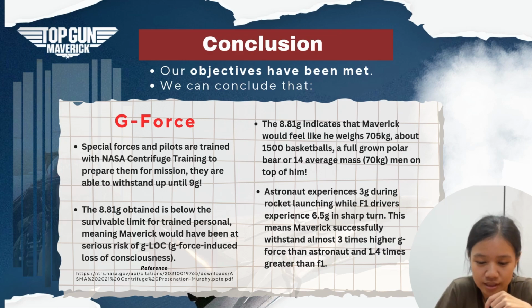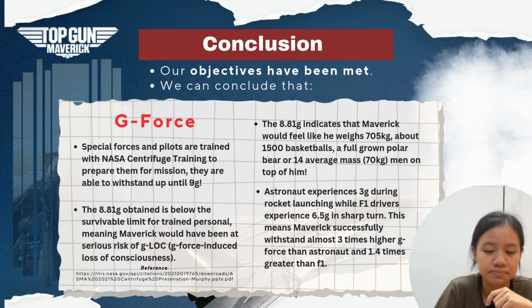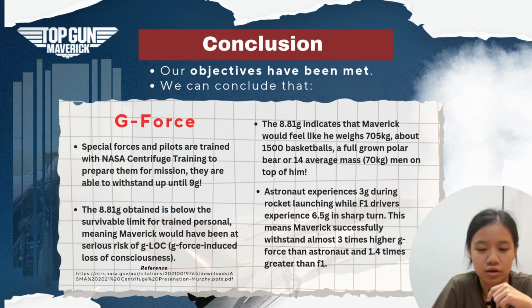The 8.81 G indicates that Maverick would feel like he weighs 705 kg. The astronaut experiences 3G during rocket launching, while F1 drivers experience 6.5 G in sharp turns. This means Maverick successfully withstood almost 3 times higher G-force than astronauts and 1.4 times greater than F1 drivers.